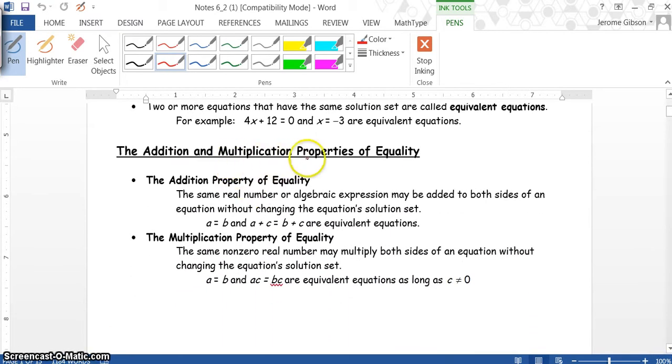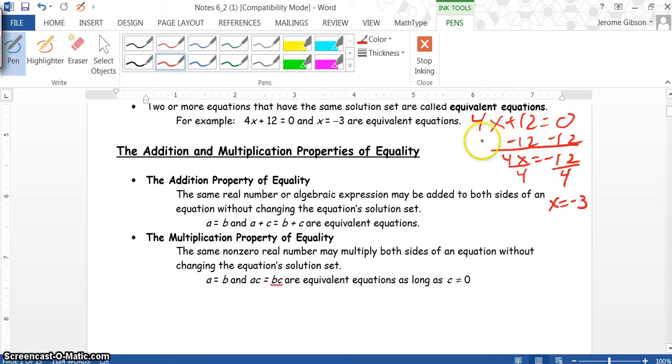The addition and multiplication properties of equality. Before I go here, let me prove this to you. First, let's solve this equation. We have 4x plus 12 equals 0. We will solve for x, so we will subtract 12 on both sides. We have 4x equals negative 12. Then we will divide each side by 4, and x is negative 3. So since we have x equals negative 3, they are equivalent equations.